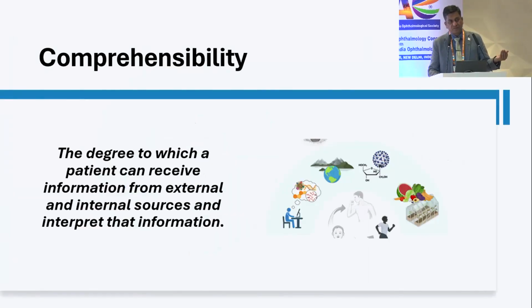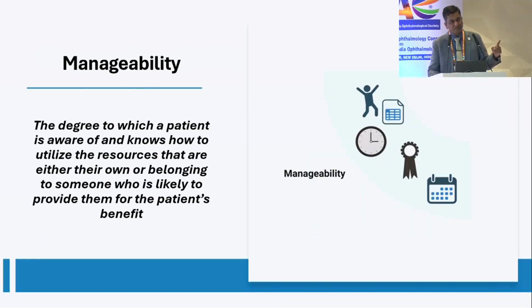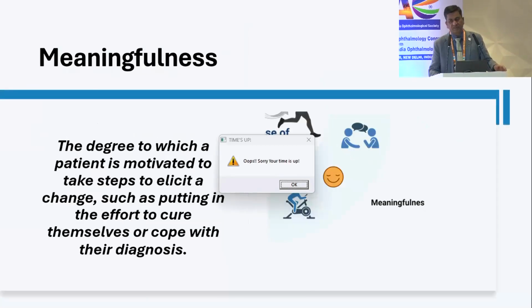The first component of SOC, or sense of coherence, is comprehensibility, which allows you to understand and interpret the information you are receiving. A patient can receive information from external and internal sources and interpret it in a meaningful way. Then, when he receives the information, how does he manage it? This is the degree to which a patient is aware and knows how to utilize the resources around and deal with the challenges around. Third is meaningfulness.